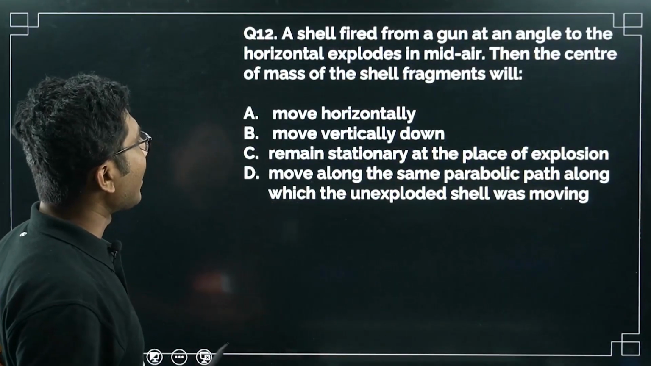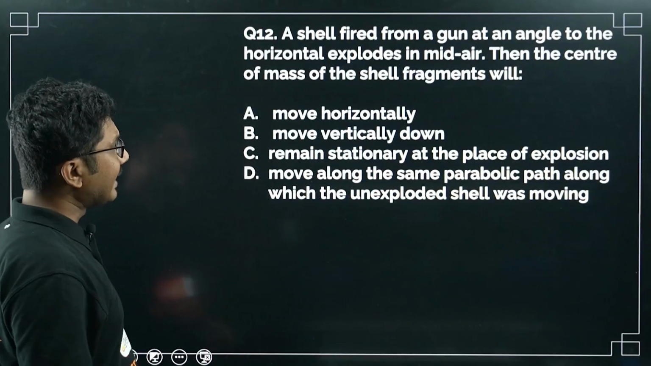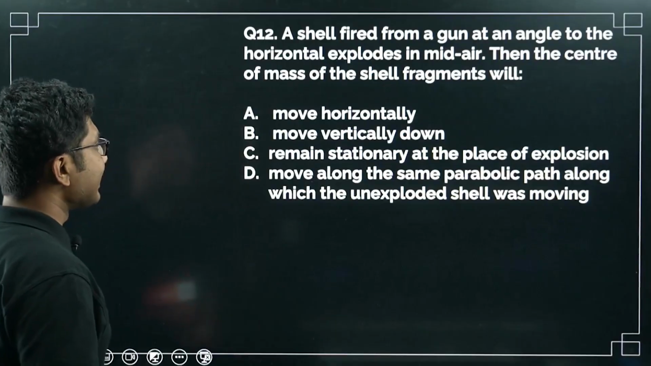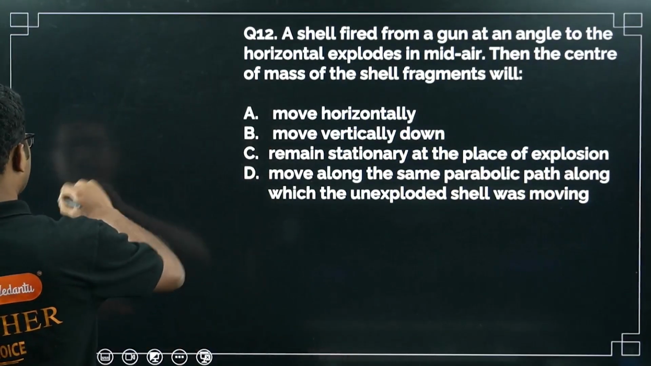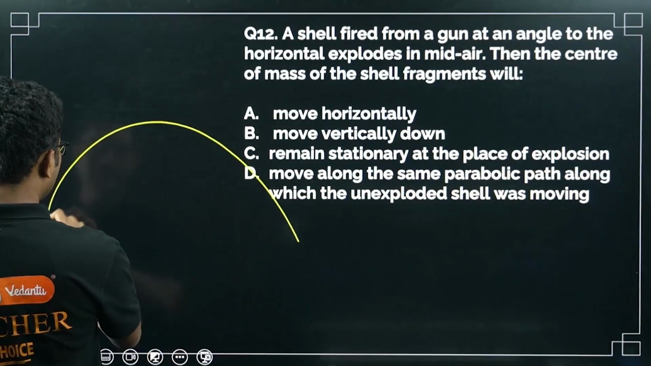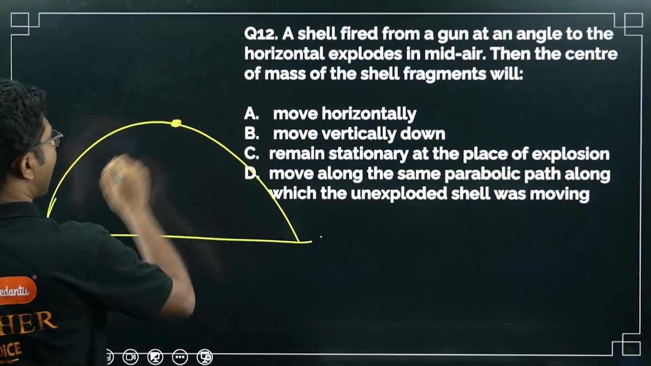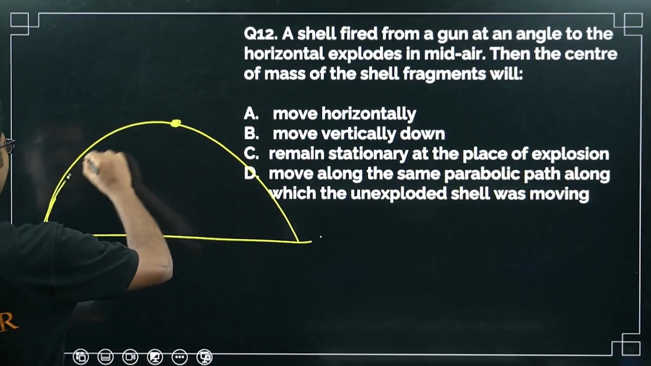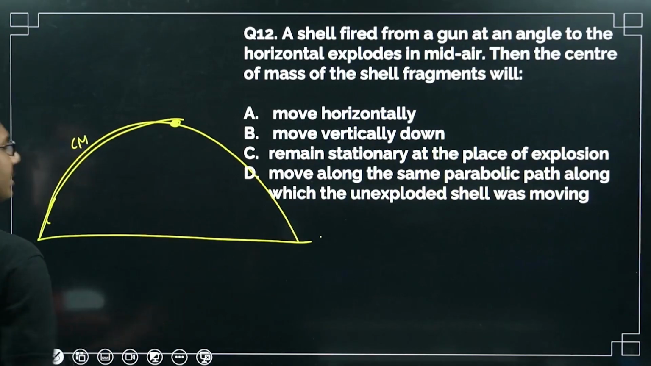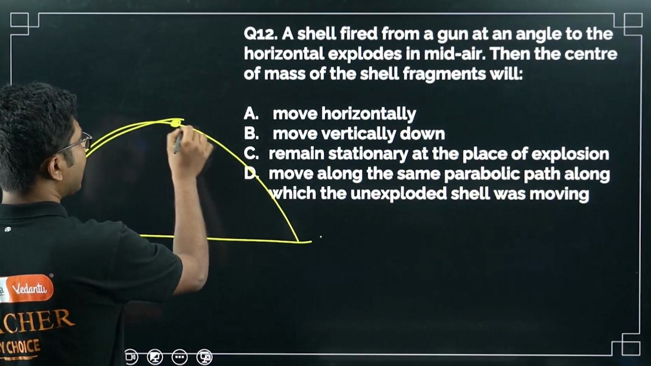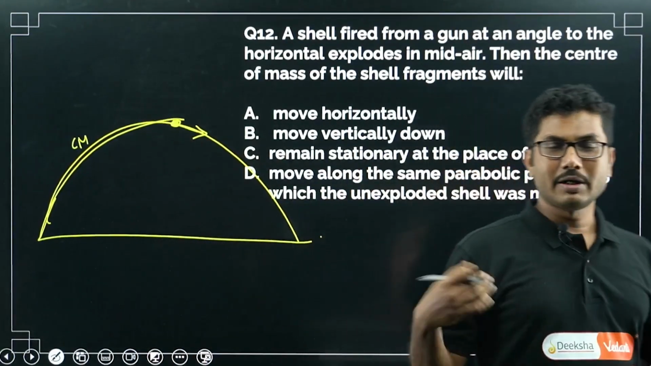A shell fired from a gun at an angle to the horizontal explodes in the midair. Then the center of mass of the shell fragments will... So there was a shell, it was moving in a parabolic path. Somewhere in the path here it explodes. So what will happen to the center of mass? When the shell was going in this direction, the center of mass was also moving in this direction. Right? Now we know that the center of mass will continue to move with the same velocity.